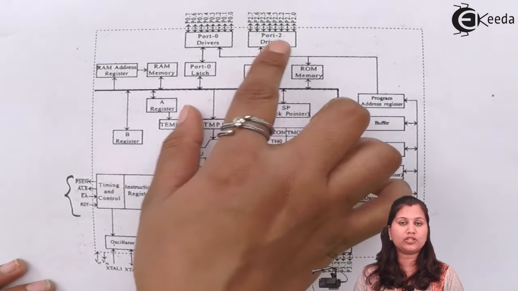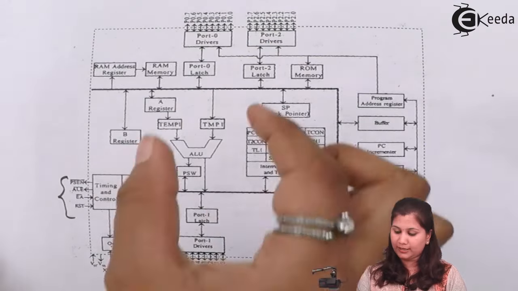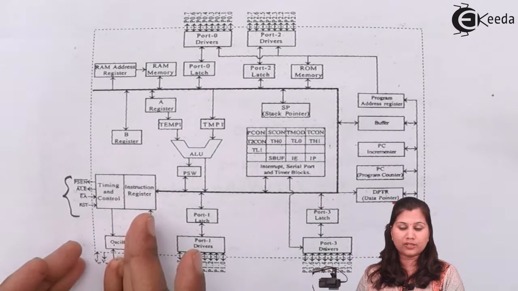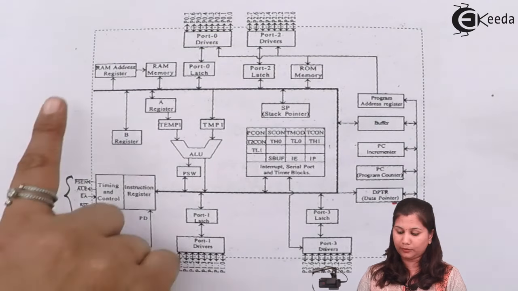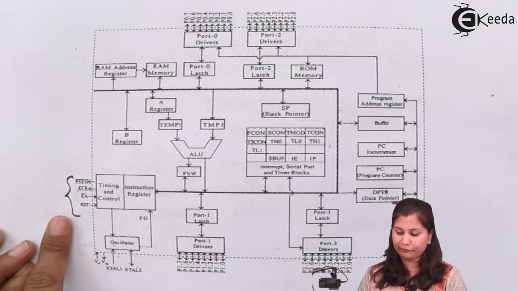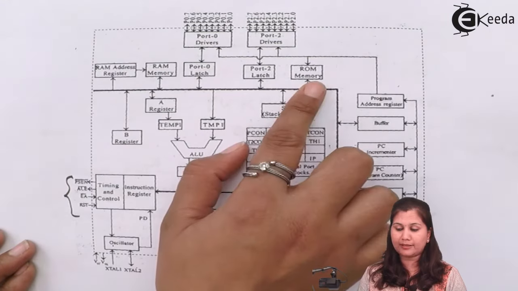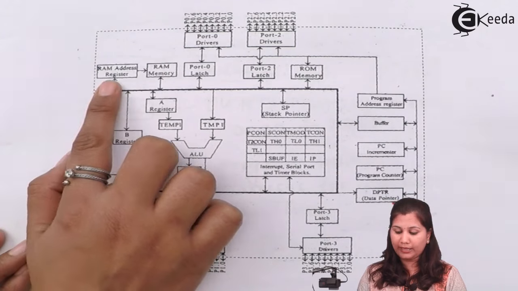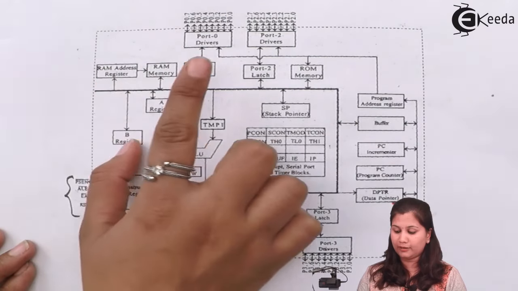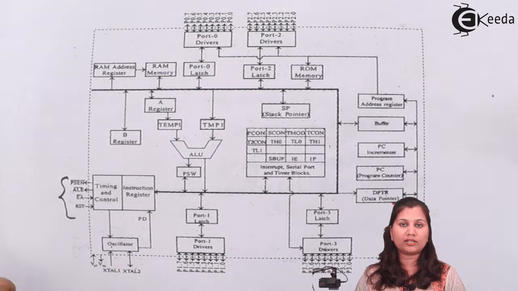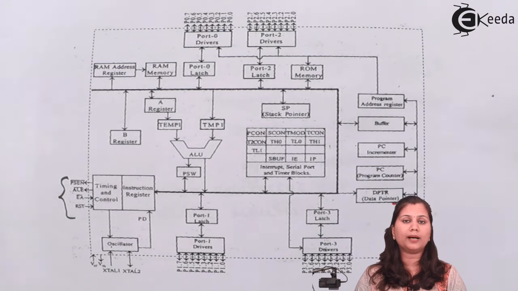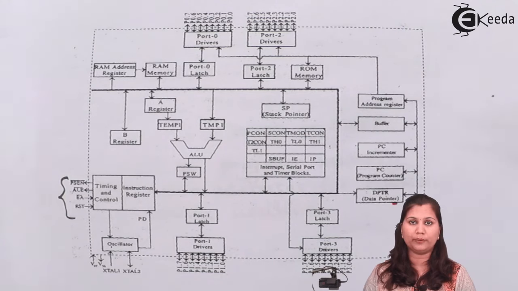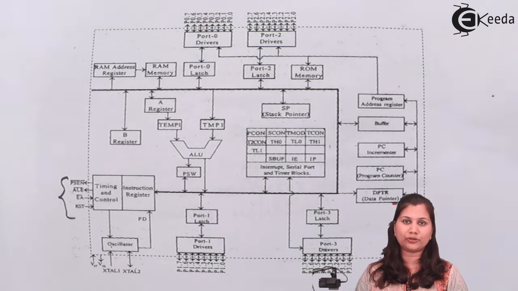Then 4 ports, each port having a driver and a latch. Then the instruction register and timing and control unit, which provides the control signals to all the blocks of the 8051. And then the memory, that is ROM and RAM. The RAM has the address register, while for ROM we don't have any address register; we can only read the ROM memory. So this was the architecture, or the block diagram, of the 8051 microcontroller. I hope that this topic is clear to you. Thank you.